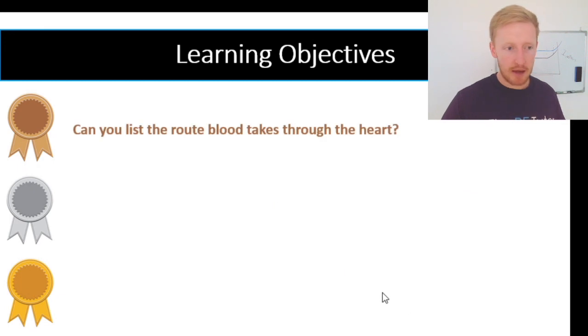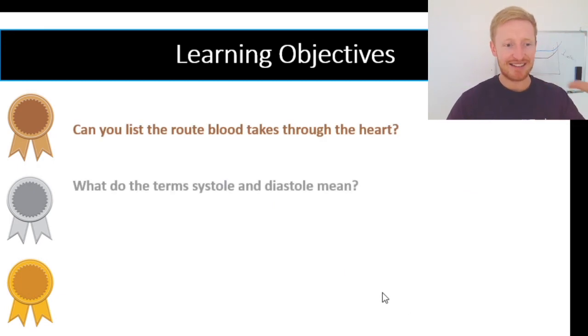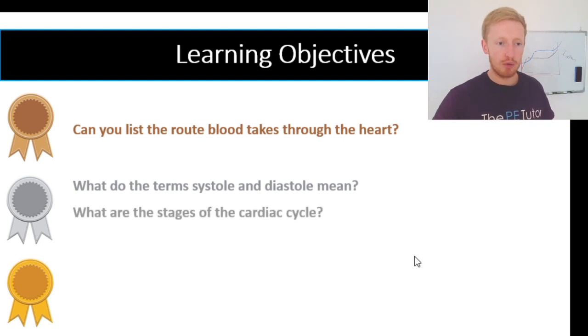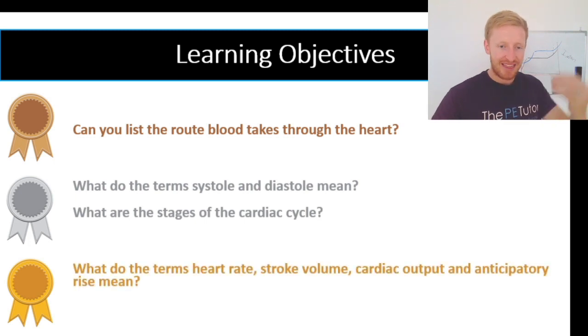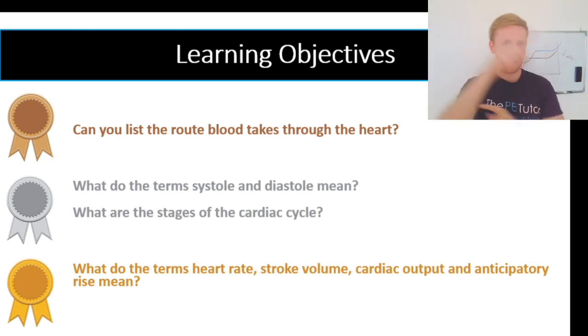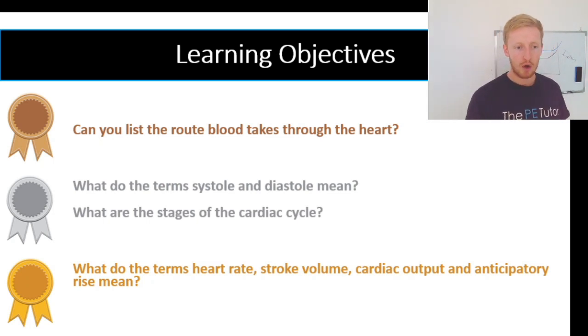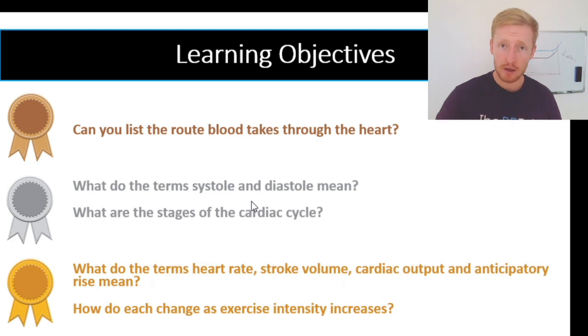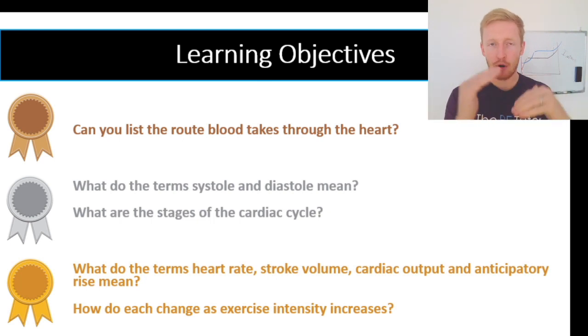And that brings us to the end. So hopefully you can list the route that the blood takes through the heart, describing the different structures that it passes through. We should know what the terms systole and diastole mean, contraction, relaxation, and then apply that to the cardiac cycle. When the atria contract, when the ventricles contract, what impact does that have on blood flow? And then finally, we should now know what the terms heart rate, stroke volume, cardiac output, and anticipatory rise all mean, and how each of them respond to exercise intensity, and how they might relate to one another.